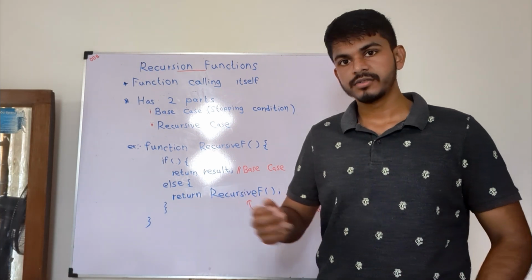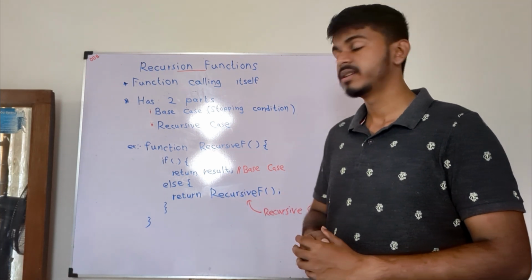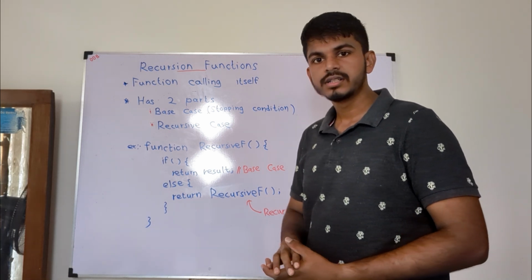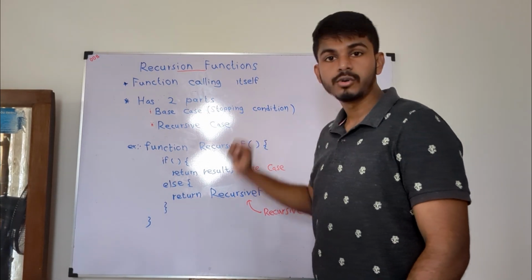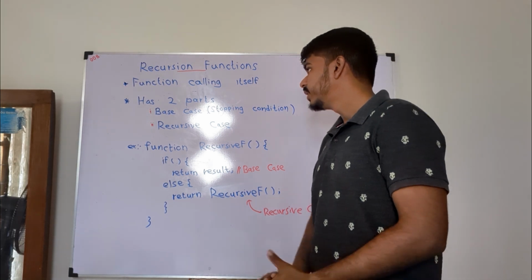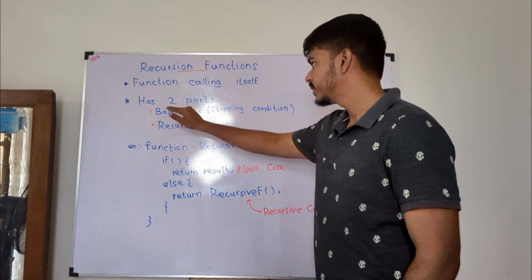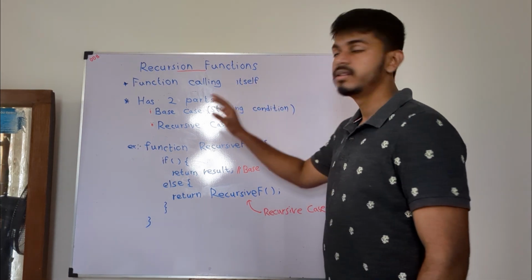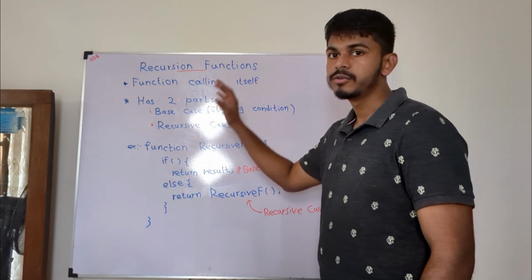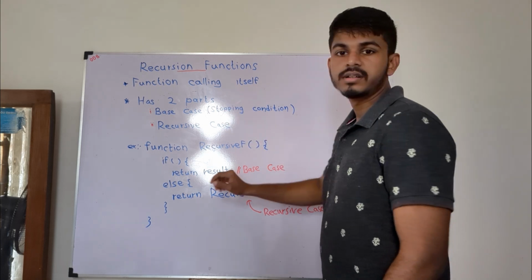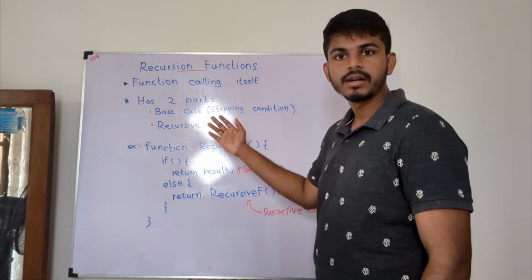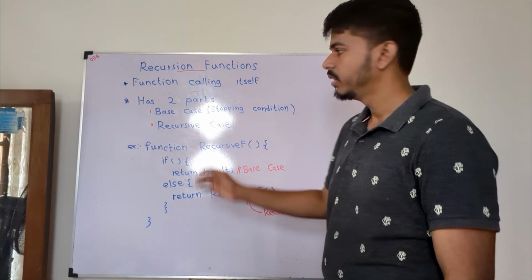Before talking about types of recursions, first I will give you an explanation of what a recursive function is. A recursive function is a function that calls itself. It has two parts: a base case and the recursive case. The base case is the stopping condition where the recursion stops. The recursive case is where the function calls itself by preparing parameters for the next recursive call.